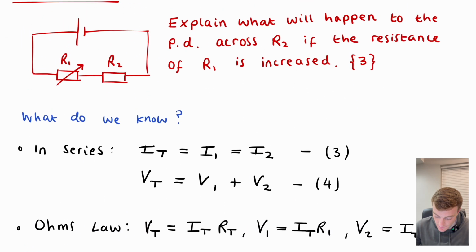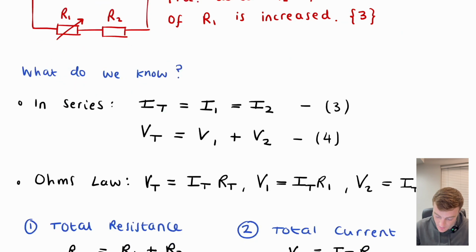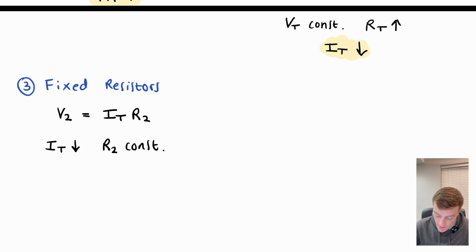So I'm going to scroll up. R2 is clearly the fixed resistor, R1 is variable. So I'm going to look at V2 is IT times R2, because current's constant in a series circuit. We've just found out that IT decreases and R2 is constant because it's a fixed resistor. So if IT decreases, R2 is constant, then V2 must also decrease. So V2 decreases.